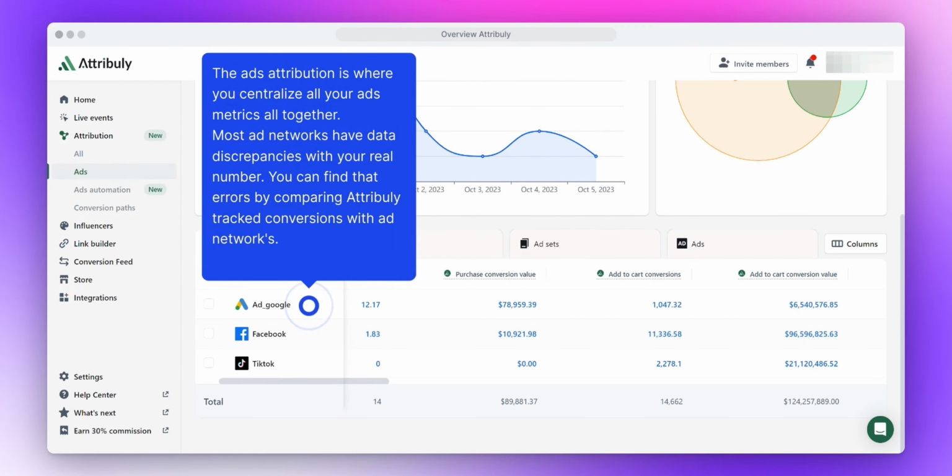The ads attribution is where you centralize all your ads metrics all together. Most ad networks have data discrepancies with your real number. You can find the errors by comparing Attribuly tracked conversions with ad networks.